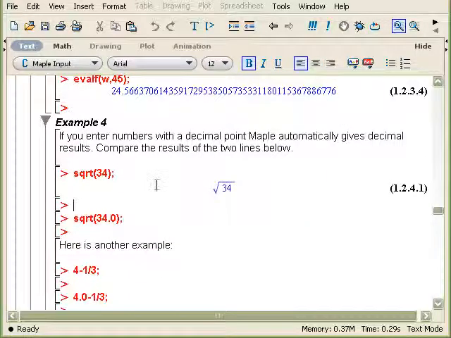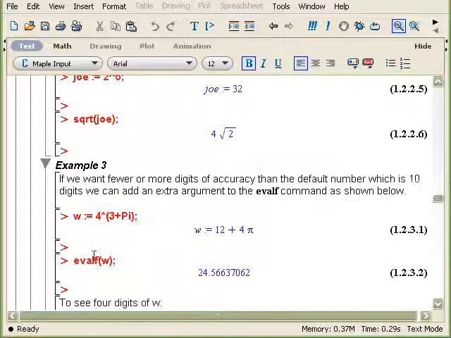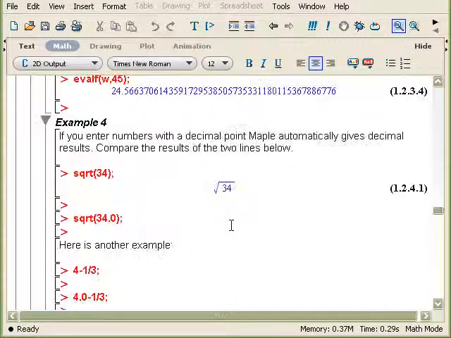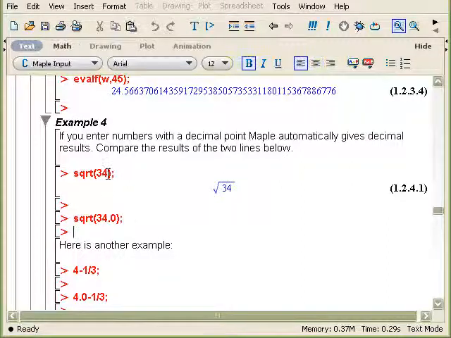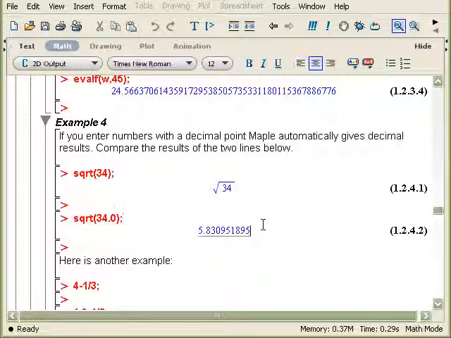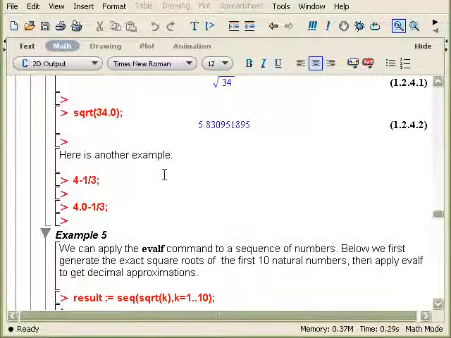Okay. Another thing is, we could use evalf to see the decimal notation of any calculation, but if it's a number, then just change that integer to integer dot 0, or just the dot only. Then it understands we want decimal notation for the results, so it gives us that decimal notation.